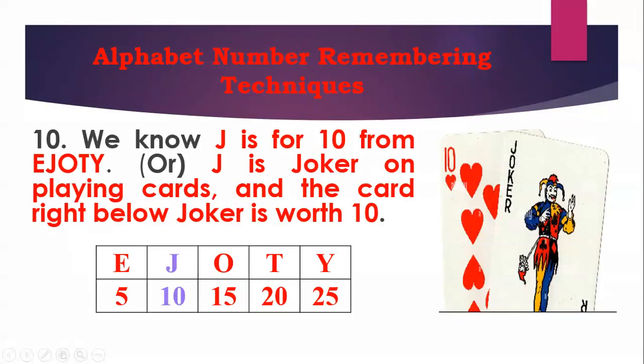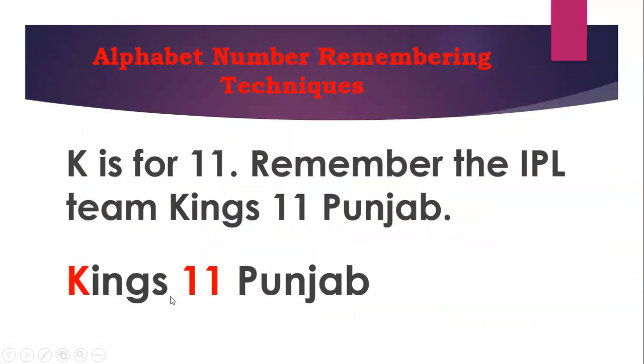Then 10, you can go for J10, it is HOT. You can use that word, HOT, for knowing the number value of J10. Or else, you can remember J means joker in the playing cards. Before the joker, you get 10. So you can also remember J10. Then K. If you remember Kings 11 Punjab, K means 11. So the number value of K is 11.